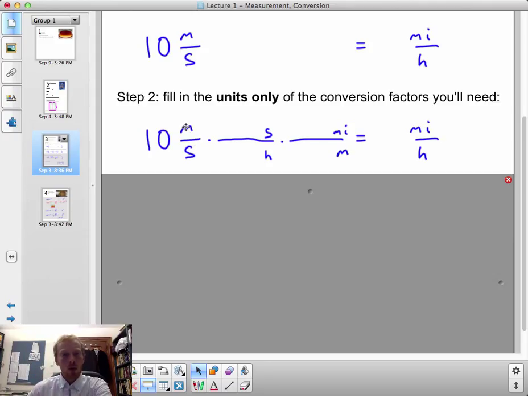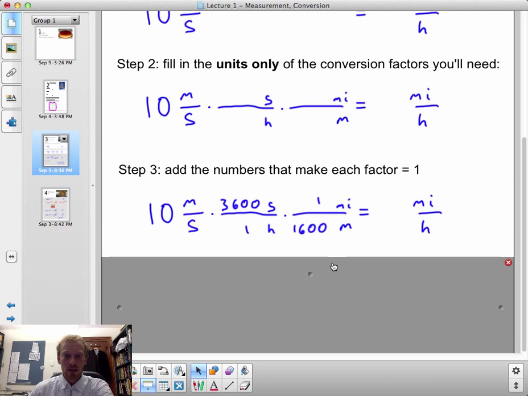Well, we're going to need to get the seconds out of the denominator and introduce hours in the denominator. So we're going to be multiplying by some number of seconds divided by some number of hours. We're also going to need to somehow get meters out of the numerator and get miles in the numerator. So how are we going to get meters out of the numerator? Well, we're going to multiply it by some number of meters in a denominator. And how are we going to get miles in the numerator? We'll put miles in the numerator.